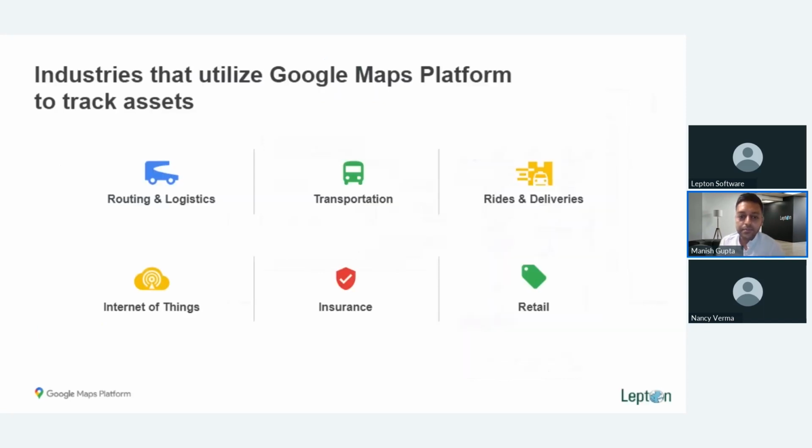And again, similar things can be implemented, or a bit of it, in routing and logistics. They want to track their vehicles, where they are going. Also transportation, rides and deliveries, IoT, insurance as well, and real estate.